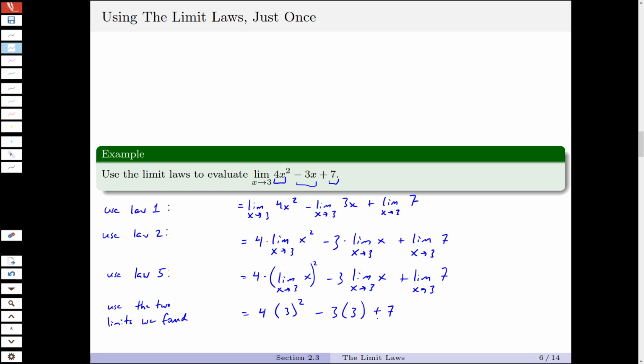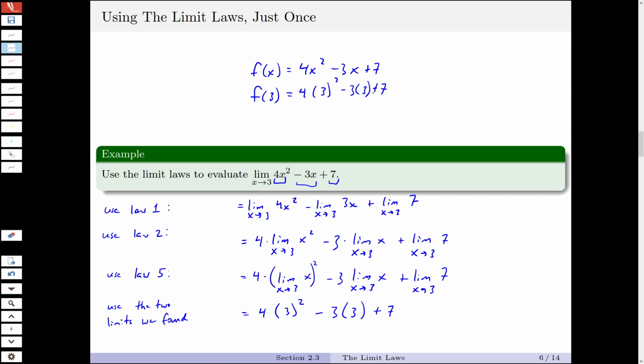If I look at what I've written down here and I look back at my original function, it looks like I just plugged 3 into the function. If my function f of x is 4x squared minus 3x plus 7, then f of 3 is 4 times 3 squared minus 3 times 3 plus 7. So what I have written down here after applying my limit laws looks exactly like just plugging into the function. And that's not an accident. Any polynomial that I write down, when I break apart with limit laws, the same thing is going to happen. So what that does is it provides us a method for computing limits: I can just plug into the function.